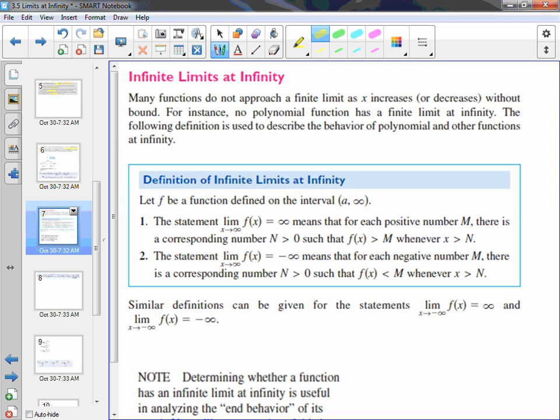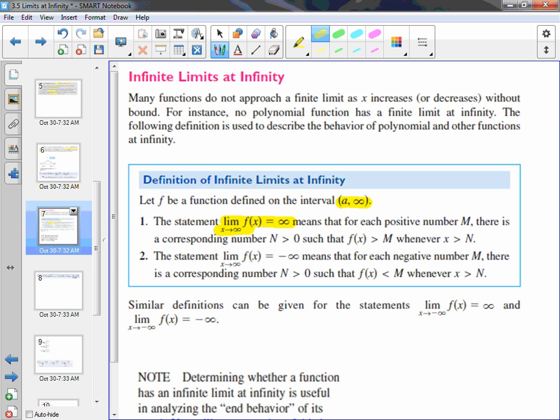So let f be a function defined on the interval from a to infinity. So we're just worrying about from some number to infinity, to the right. So the statement that the limit of f of x as x approaches infinity equals infinity means that for each positive number M, there's a corresponding... What? That means that as x gets larger, y gets larger. The function goes up forever.